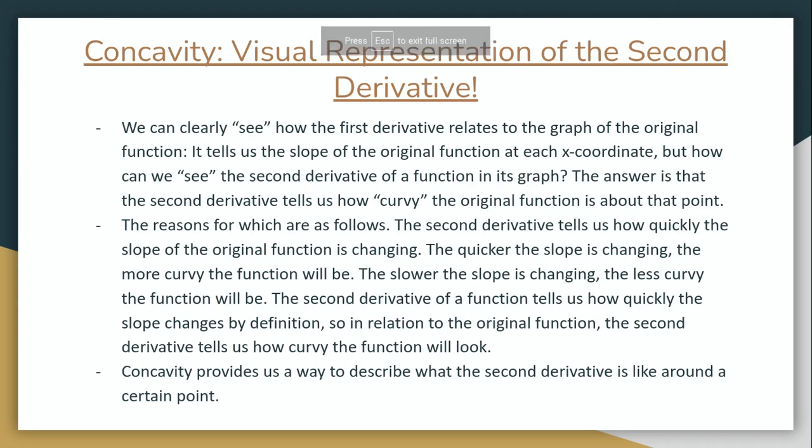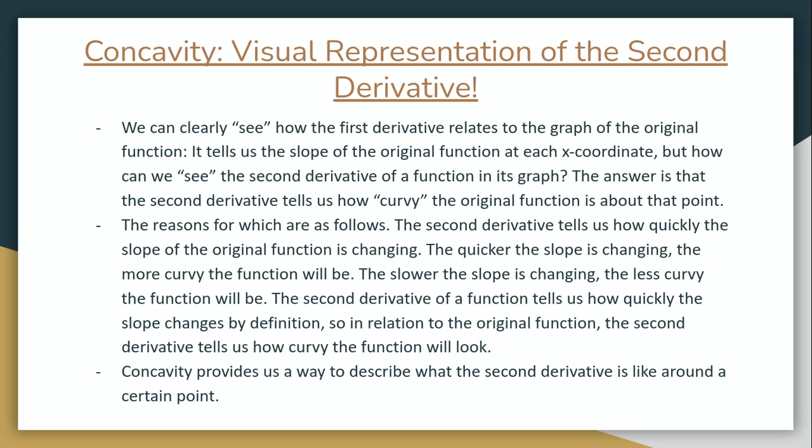I'll read this slide, and I think it's what I covered, but if there are any other points, I'll reiterate that. We can clearly see how the first derivative relates to the graph of the original function. It tells us the slope of the original function at each x-coordinate. But how can we see the second derivative in its graph? The answer is the second derivative tells us how curvy the original function is at that point, which is what we just discussed.